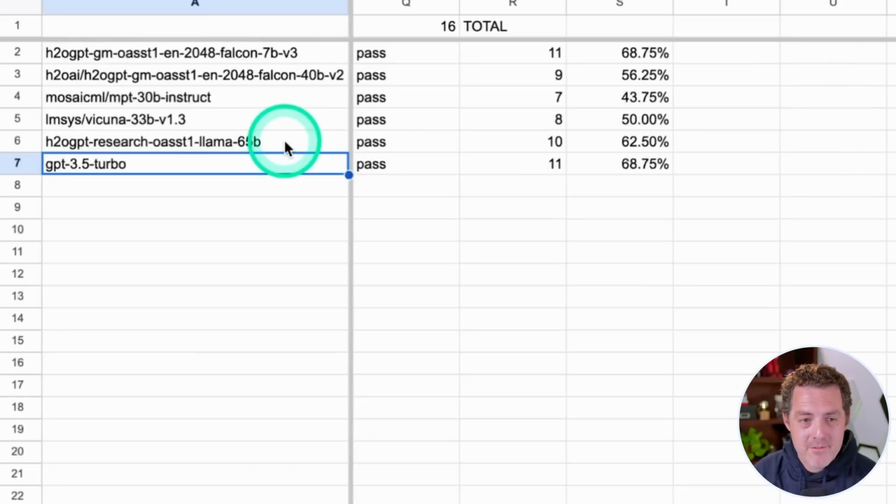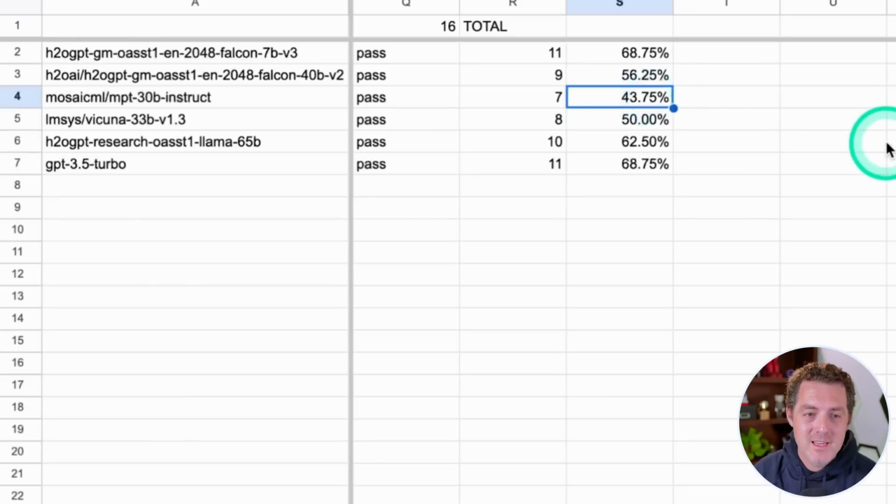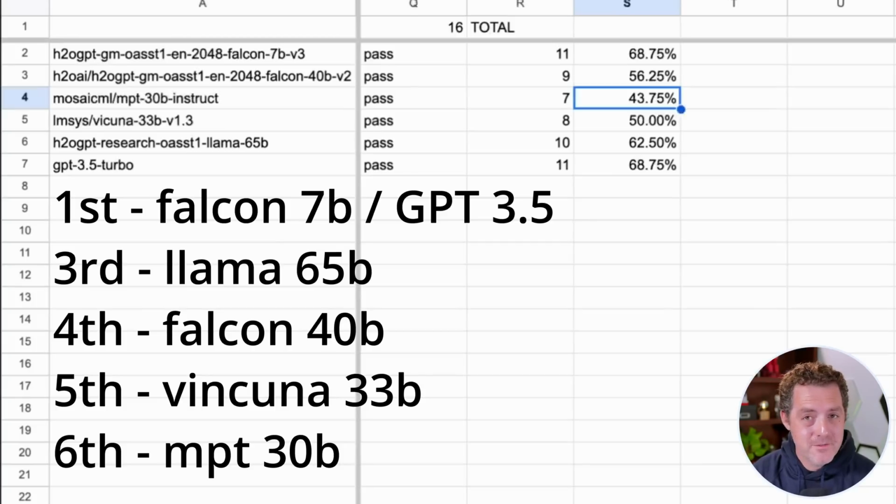Third place, we have the LLaMA 65B model at 62% right answers. Then we have the Falcon 40B followed by the Vicuna 33B and last the MPT 30B instruct. So this has been awesome. Congratulations to Falcon 7B and of course GPT 3.5 Turbo.